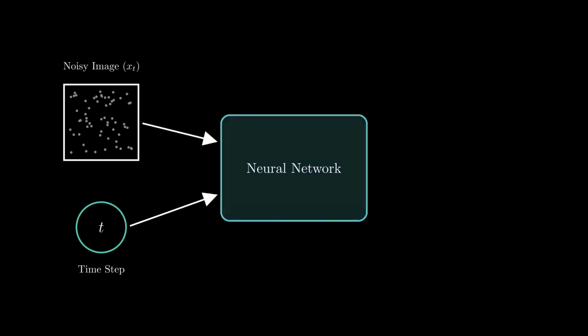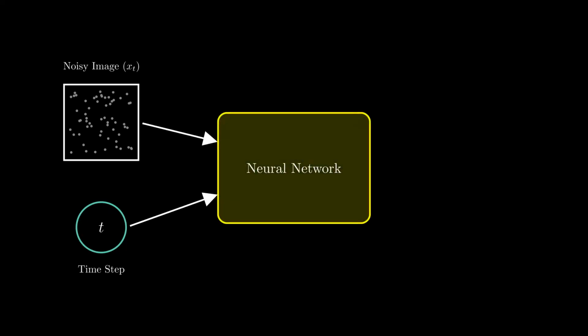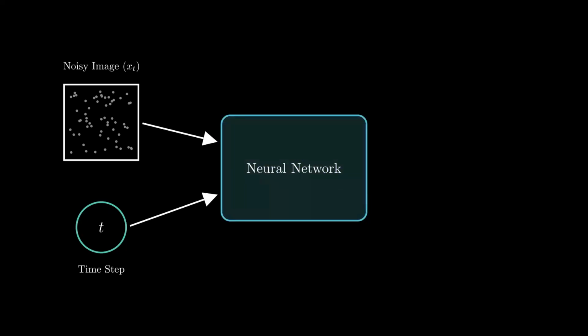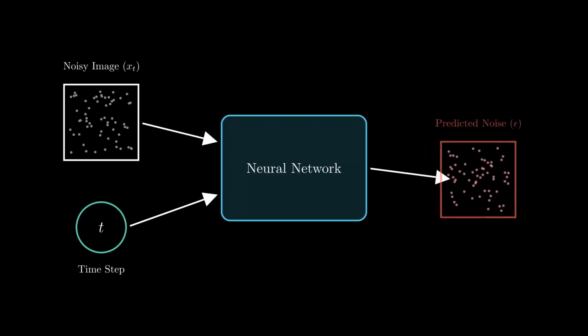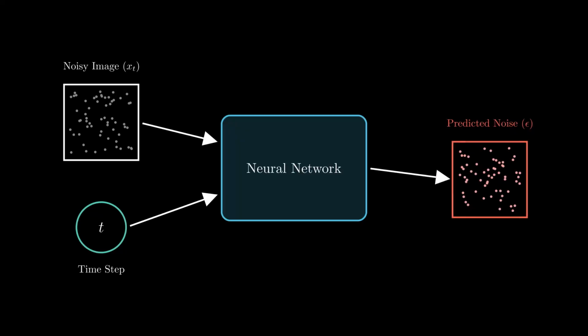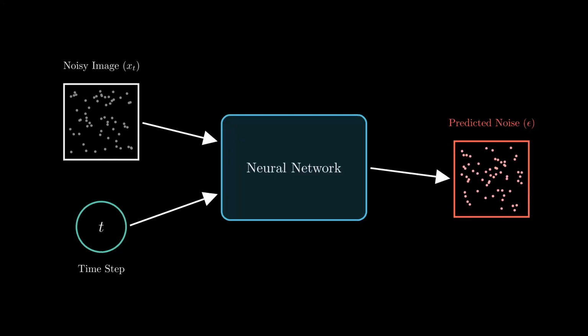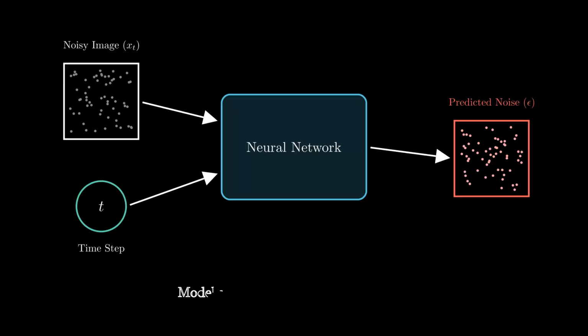The network takes these inputs and analyzes the pixels, looking for patterns amidst the chaos. Here is the critical part. The model does not try to output the clean image directly. Instead, it predicts the noise. It creates a noise map, essentially a guess of exactly what random pixels were added to the original image. By successfully predicting the noise, we can then mathematically subtract it from the noisy image to take one step back towards clarity. The AI is a noise hunter, not a painter.